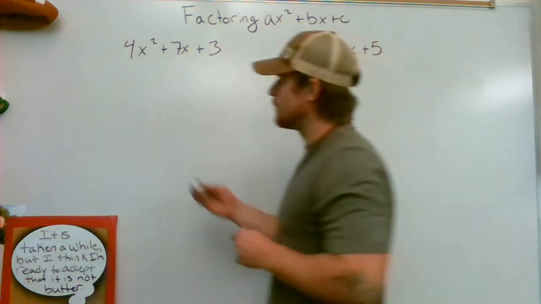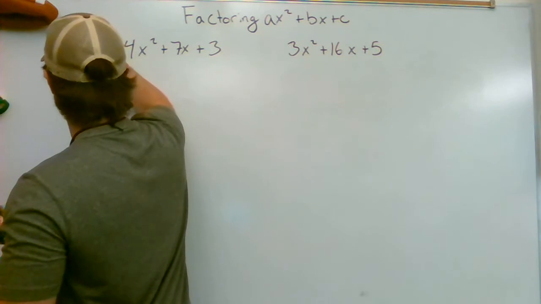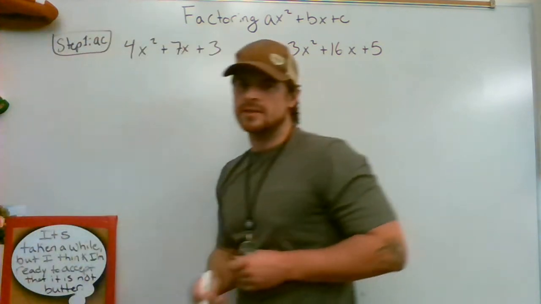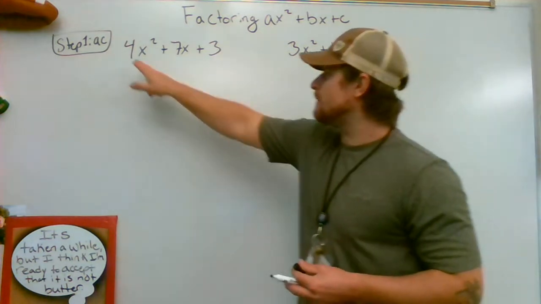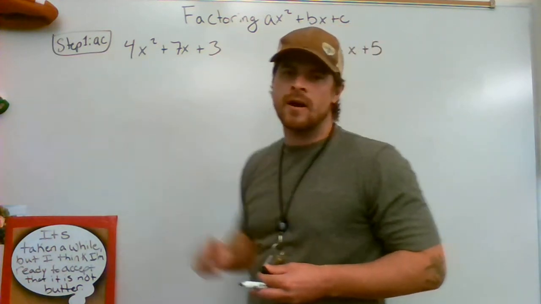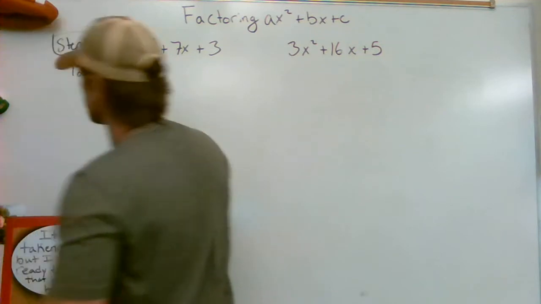Step one, and I am going to write step one out because it's a new step. Step one is multiply A times C. That's how you start these. Multiply your A value times your C value. So just take 4, multiply it by 3, and then list that number out off to the side. So 4 times 3 gives me a 12. That's how you're going to start this out.